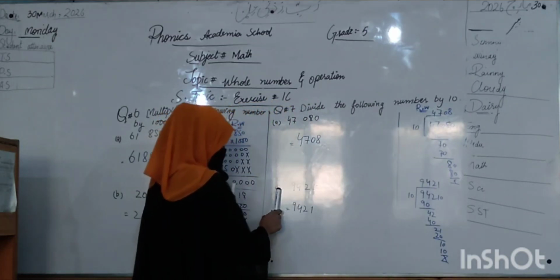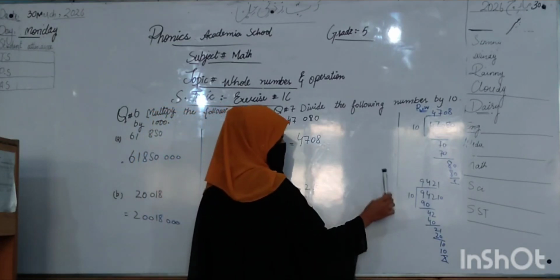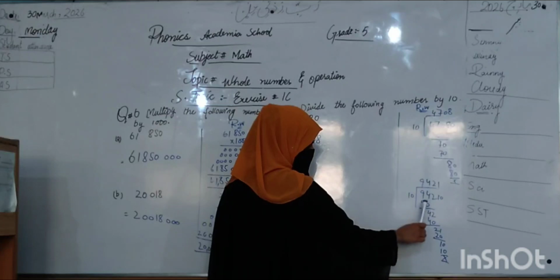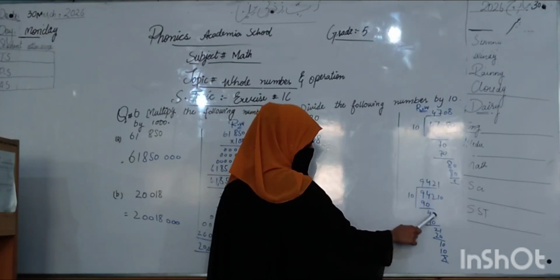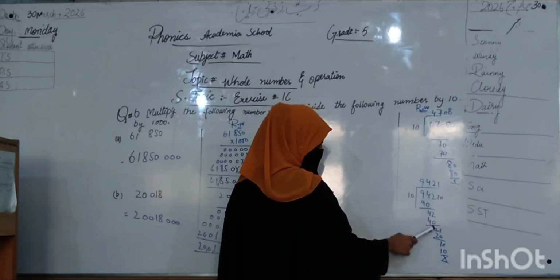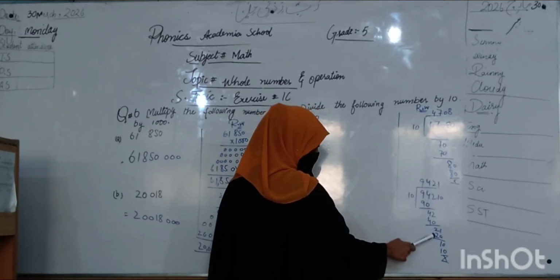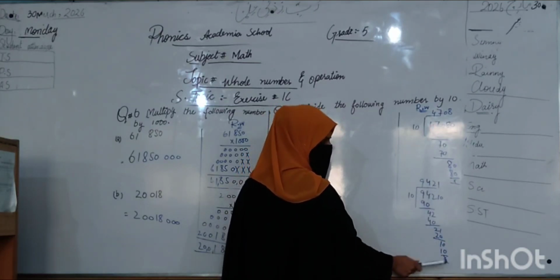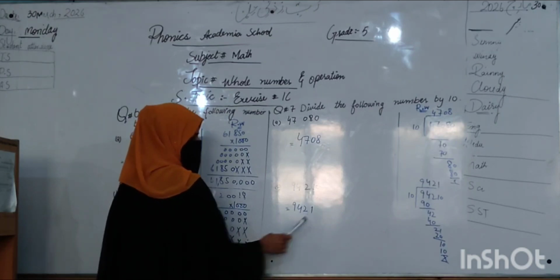The answer is equal to 4,708. Then question number C, 94,210. When you divide it with this method, you divide two-digit numbers: 10 nines are 90, 4 is the remainder. Then you take the second value, 2, that's 42, 10 fours are 40, the remainder is 2. Then you take 1, that's 21, 10 twos are 20, the remainder is 1. You take 0, that's 10, 10 ones are 10 and the remainder is 0. So the answer is equal to 9,421.